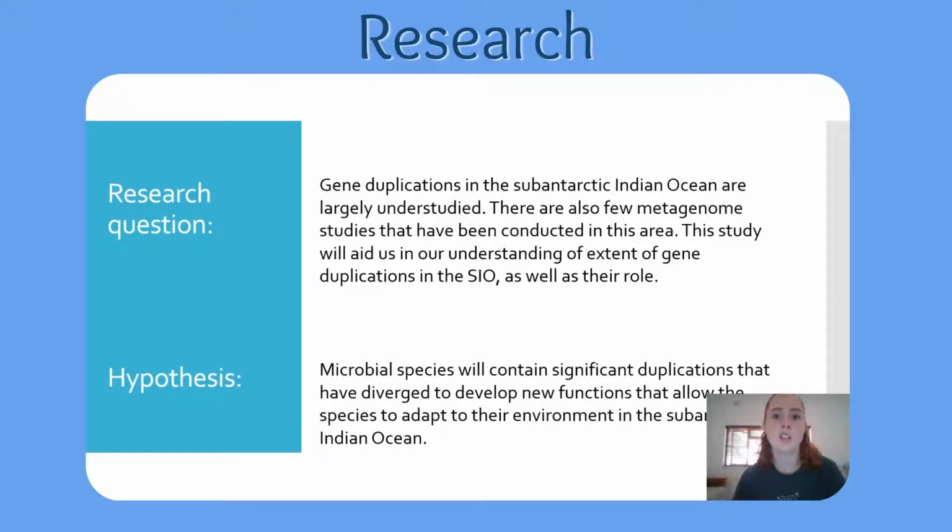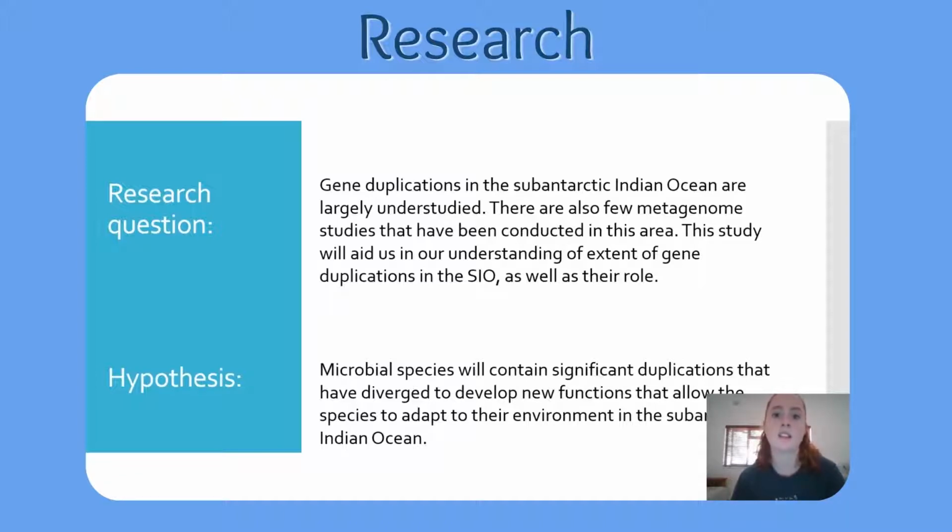The extent of gene duplications and its contribution towards adaptation has been studied in many different bacteria and other organisms, while the rates of gene duplication were suggested to be very high. The extent of microbial gene duplications in the subantarctic Indian Ocean at Marion Island and between Marion Island and South Africa is largely understudied. There are also few metagenomic studies that have been conducted in this area, so there is a need for more data.